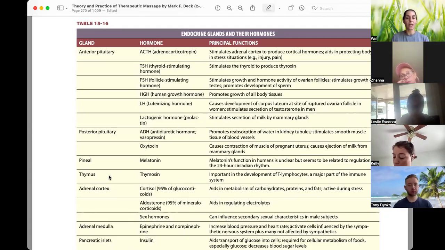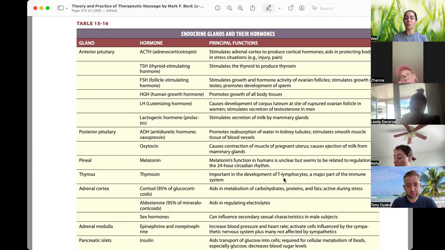Alrighty, let's go to the thymus, and then we'll go to the picture and show you each one of those. And I'll create another card completely different for the thymus. Okay. Thymosin, which is important in the development of T lymphocytes and the major part of the immune system.